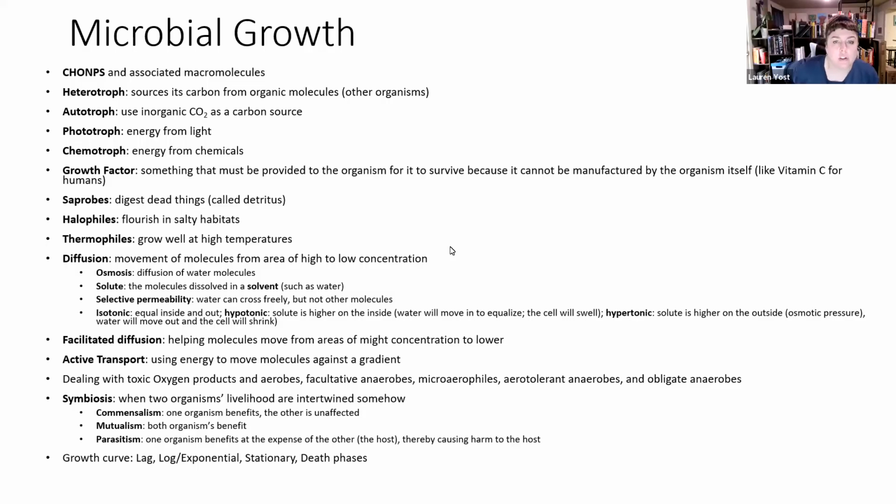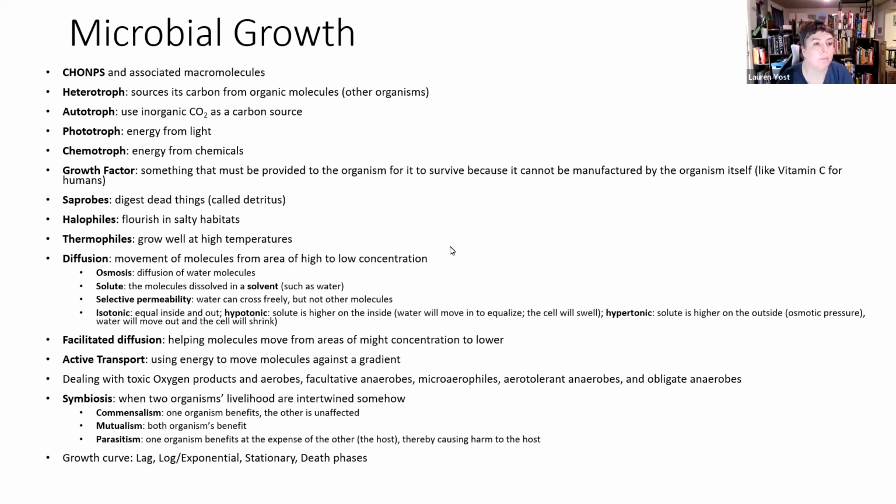Okay, let's get into chapter 7, where we're going to talk about microbial growth. Remember that this isn't meant to replace everything that is in the longer lecture. This is just a rundown of the major concepts. Anything's fair game in the lecture slides, just saying.